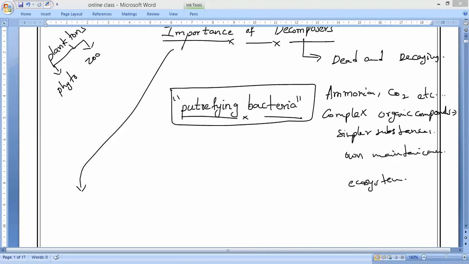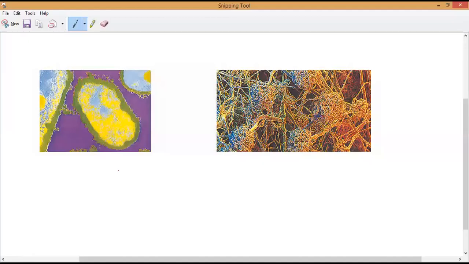So now you can see the picture here. One is bacteria, magnified around 1 lakh times, and another one is fungi, magnified 300 times. This is the structure of fungi, how they look, and this is the structure of bacteria, which help in recycling. Everybody, please respond.